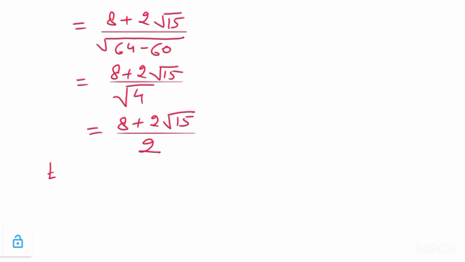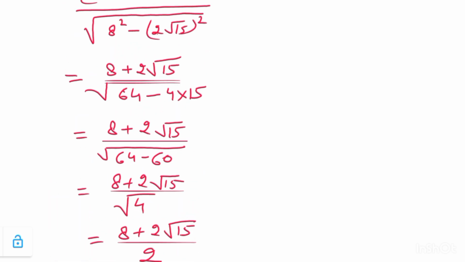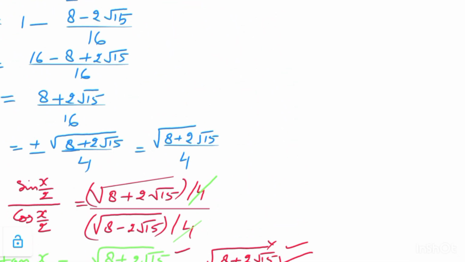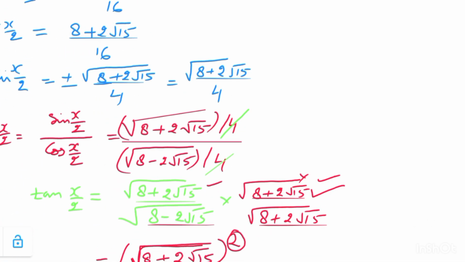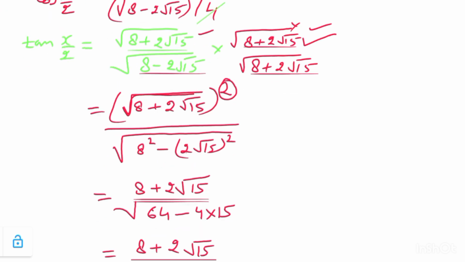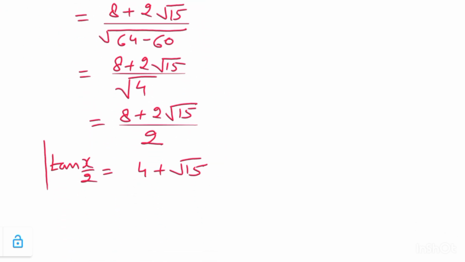So tan x by 2 is equal to 4 plus square root of 15. So the answer is: cos x by 2 is this, sin x by 2 is this, and tan x by 2 is this.